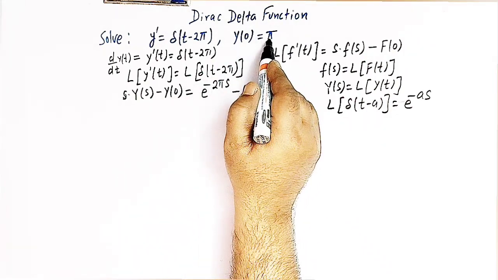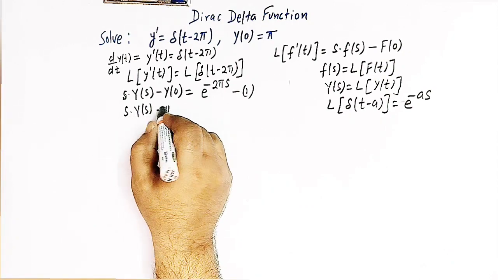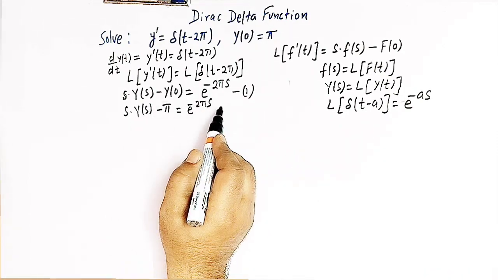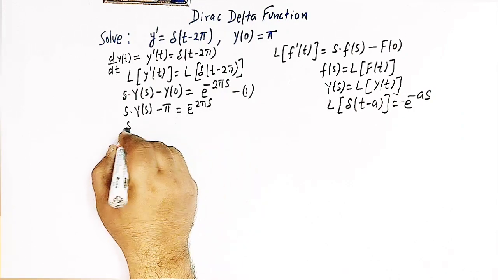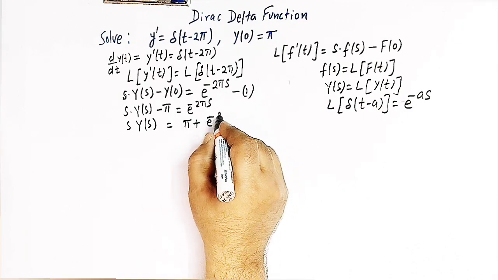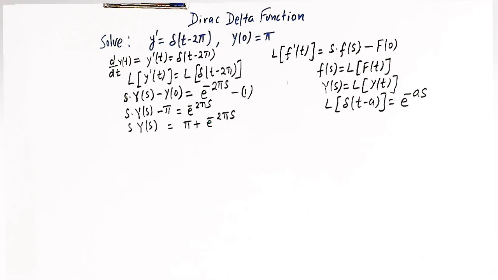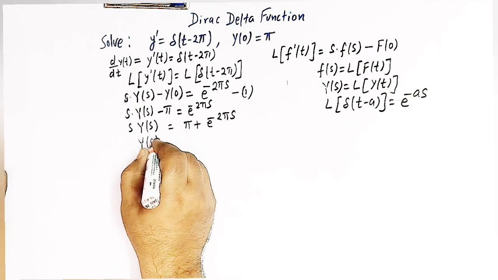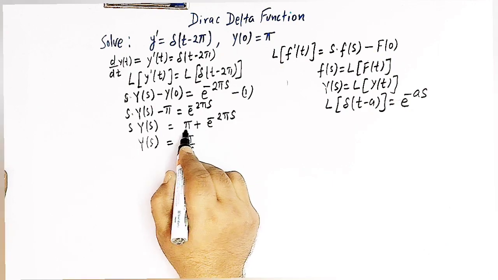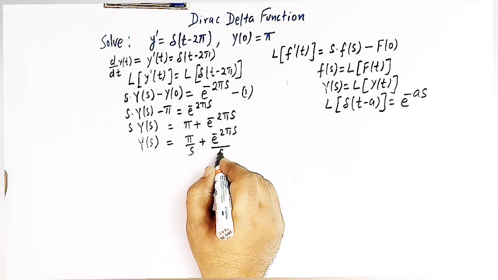Now y of 0 is given as pi, so we can now write s Y of s minus pi is equal to e raised to minus 2 pi s. Now taking minus pi to this side, we can write s times Y of s is equal to pi plus e raised to minus 2 pi s. So now let us write Y of s is equal to pi over s plus, dividing these two terms by s, e raised to minus 2 pi s over s, right?